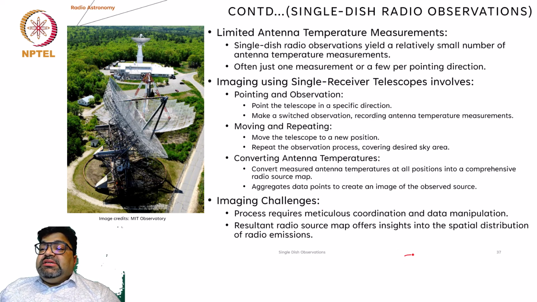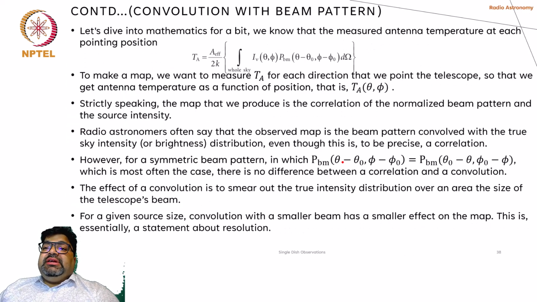Convert the measured antenna temperatures at all positions into a comprehensive radio source map. These are all already discussed. And there are imaging challenges. Of course, you can do a raster scan and make an image, but that image won't be as good as the image you will get from a radio interferometer, and the reasons are obvious. But we will definitely cover both aspects of imaging when we discuss the interferometers and the advantages and disadvantages of each technique.